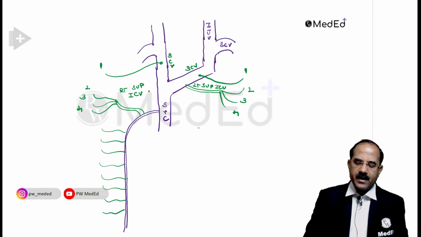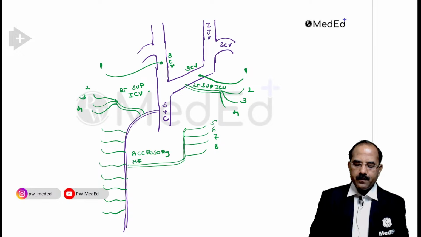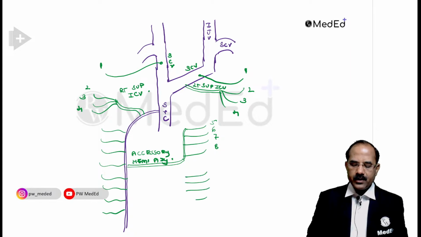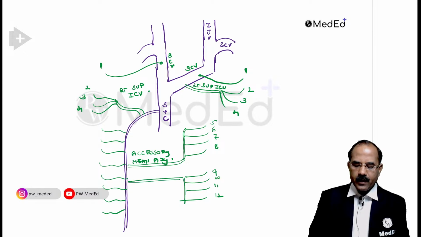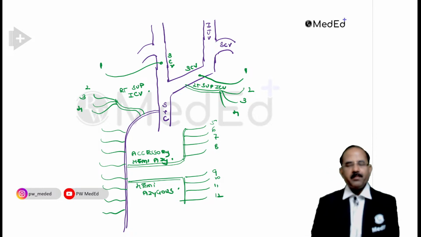Left brachiocephalic. 5, 6, 7, and 8. Students, 5, 6, 7, and 8, they join to form a vein here. And this vein drains into the azygous vein. What is its name, children? Any guesses? This is the accessory hemiazygous. Accessory hemiazygous. 9, 10, 11, and 12 join to form a vein, and this is the hemiazygous. Accessory hemiazygous and hemiazygous. Be very clear about this.